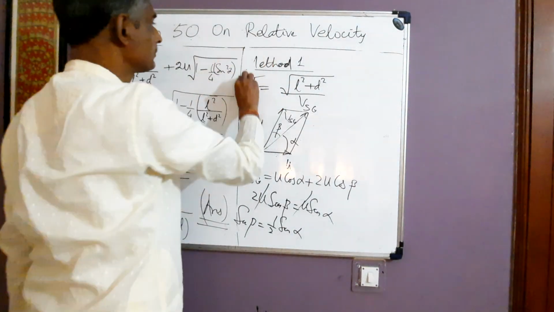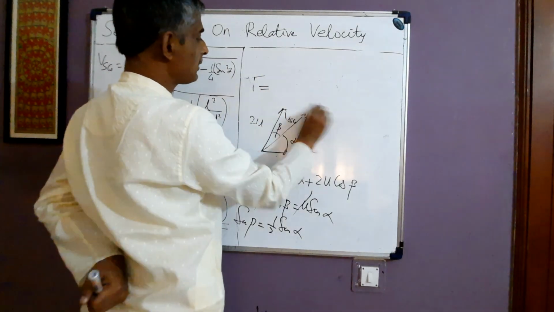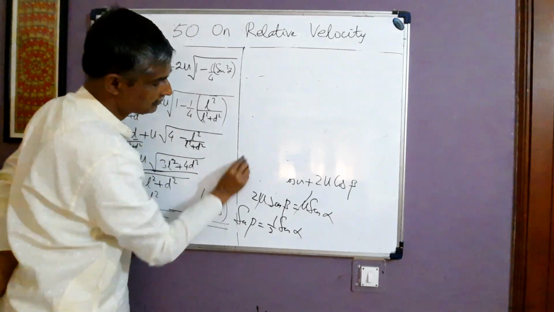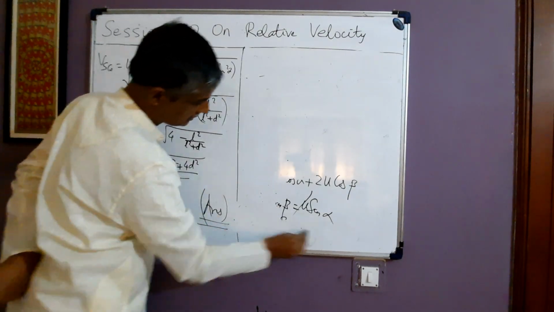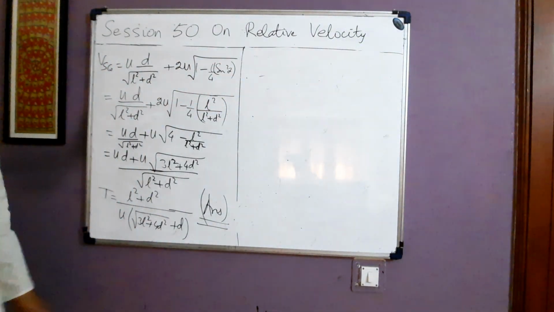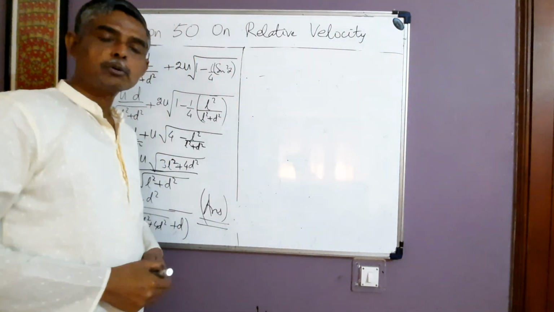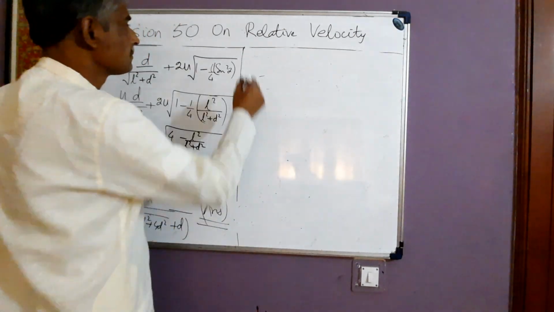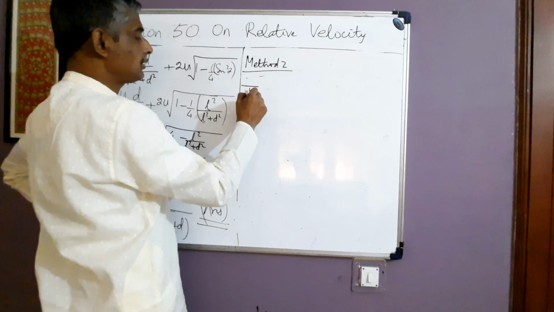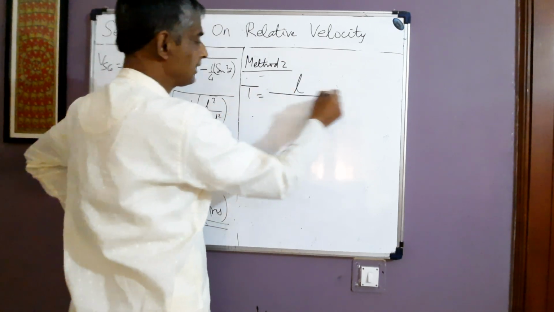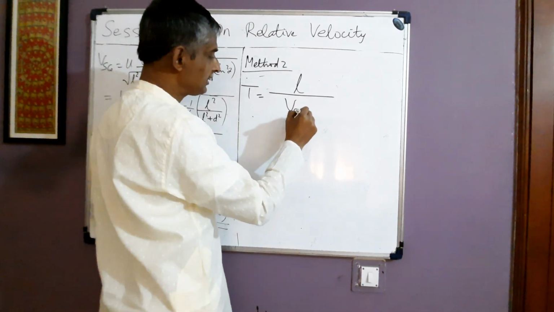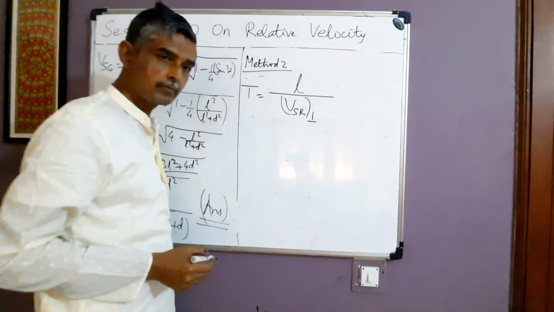I'll wrap this, okay? Now I'll discuss this problem by method 2. See, method 2 you must remember from the previous videos, in the 47th video. I discussed the time taken by the swimmer to cross the river can be found by another method. And that method is this. Time taken by swimmer to cross the river is T equals width of the river L by component of VSR normal to river flow direction.